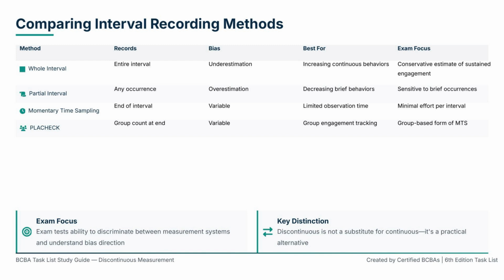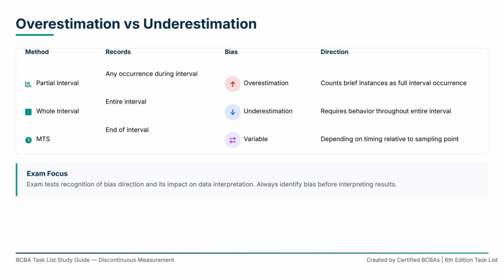This slide summarizes the key differences: what each method records, direction of bias, and best use cases. The exam frequently tests your ability to discriminate between these systems, not just define them. Remember, discontinuous measurement is a practical alternative, not a replacement for continuous measurement. This is a core exam concept. Partial interval: overestimation. Whole interval: underestimation. MTS: variable. Before interpreting any data, always identify which bias applies. Many exam questions hinge on this single step.